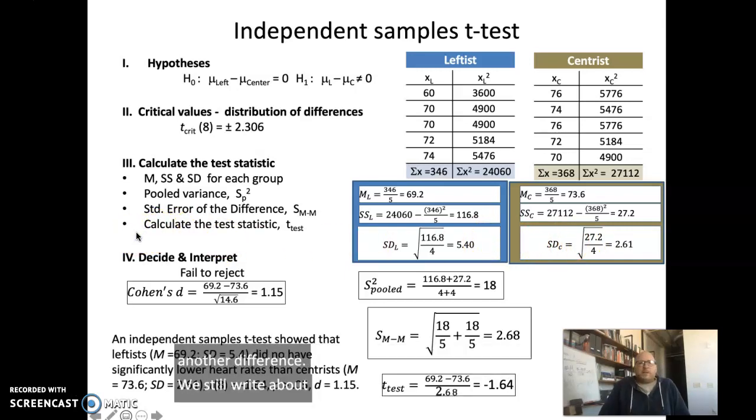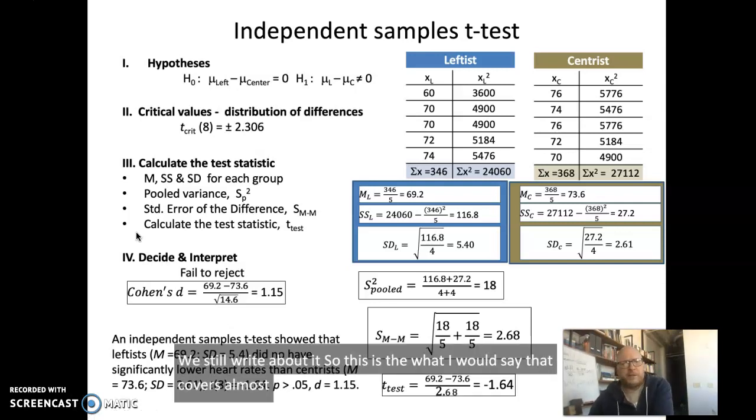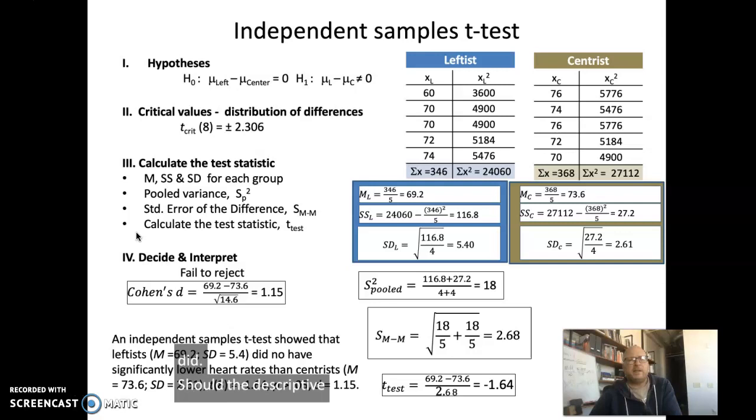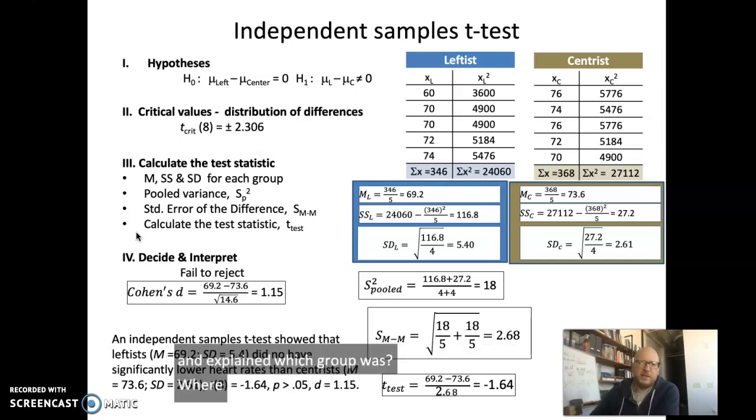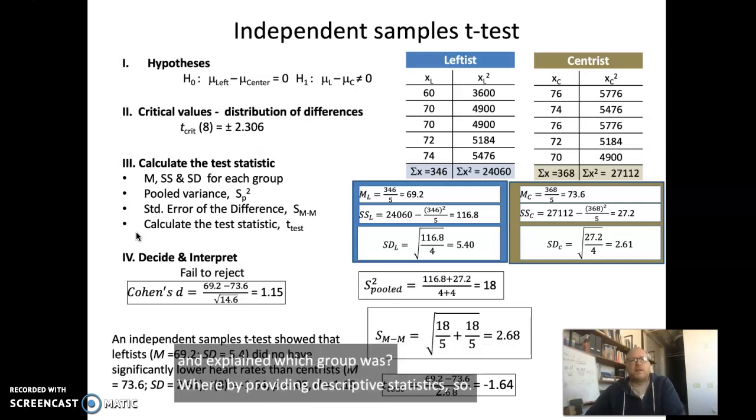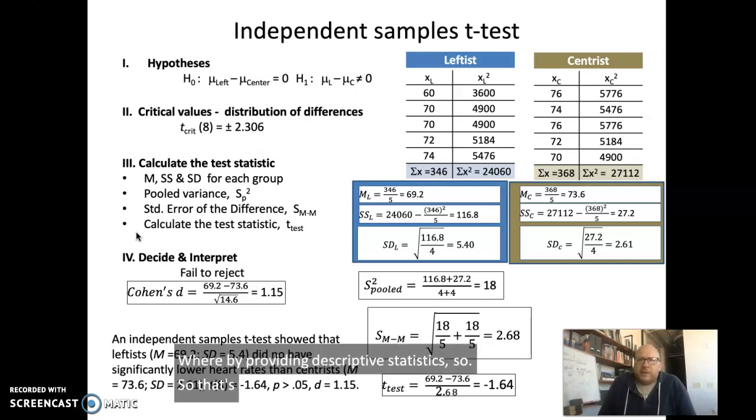So this is what I would say. That covers almost all of the results cycle: the type of test we did, showed the descriptive statistics, said there wasn't a significant difference, and explained which group was where by providing descriptive statistics. So that's how it turned out.